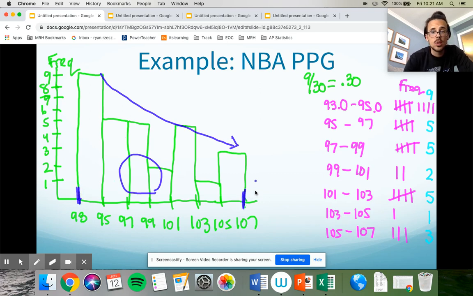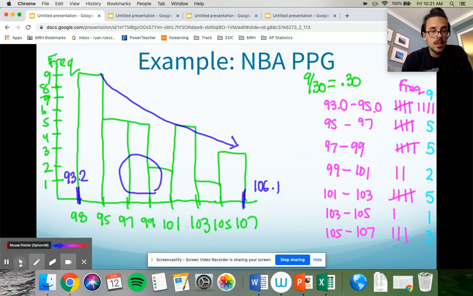Or I can actually look back at my numbers. I think it was 106.1 and 93.2, where you could actually say they vary from here to here if you wanted to. So you would just talk about the shape, outlier, center, spread of this graph, and it's pretty good.